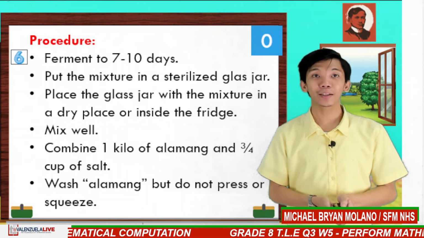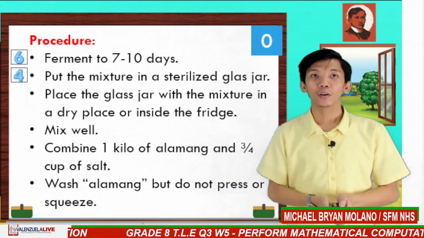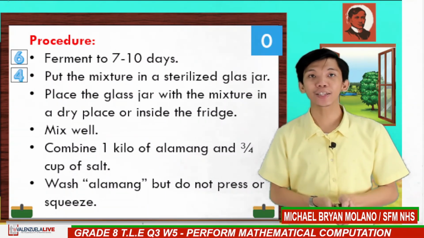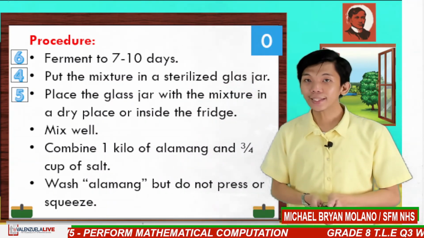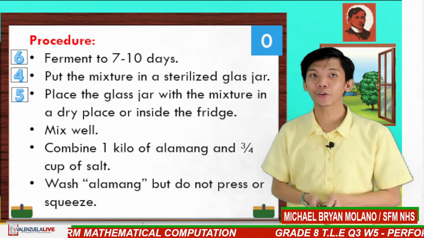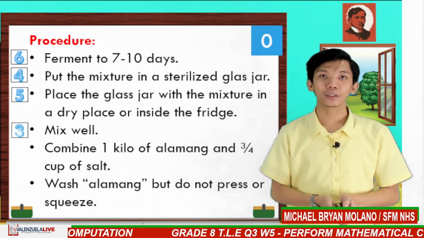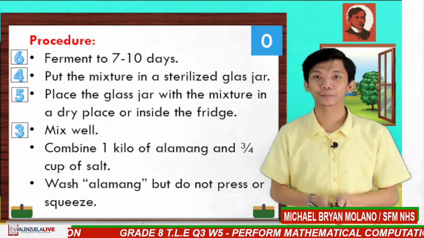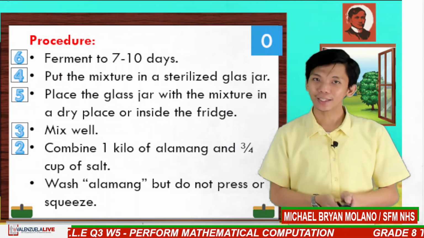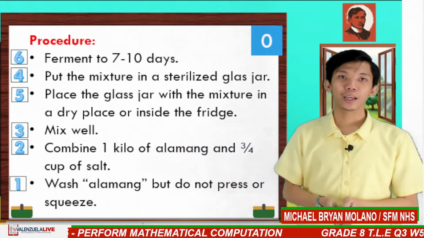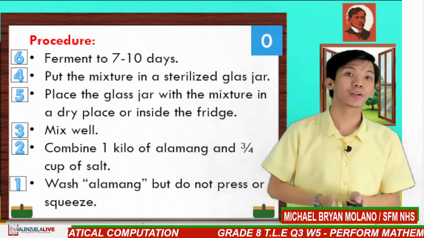Ferment for 7 to 10 days is number 6. Put the mixture in a sterilized glass jar is number 4. Place the glass jar with the mixture in a dry place or inside the fridge is number 5. Mix well is step number 3. Combine 1 kilo of alamang and 3/4 cup of salt is step 2. And then the first step to be done is wash alamang but do not press or squeeze.